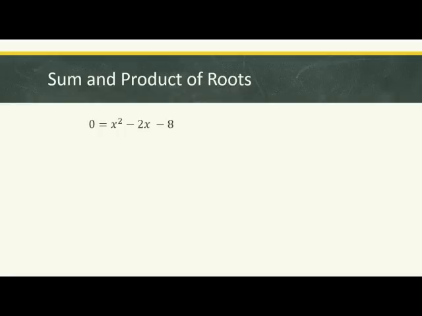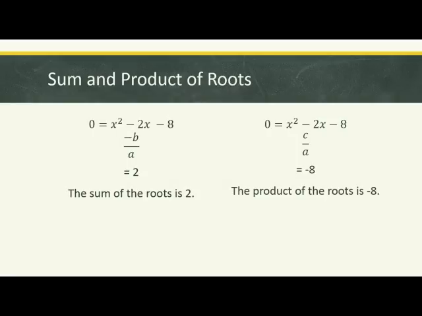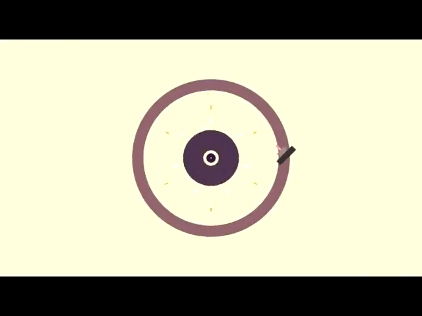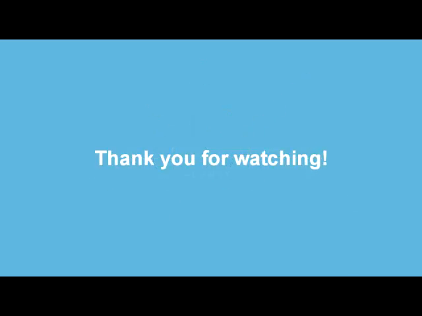x squared minus 2x minus 8. Now the sum of the roots, which is equivalent to negative b over a, is equal to 2. The product of the roots, which can be expressed as c over a, is equivalent to negative 8.